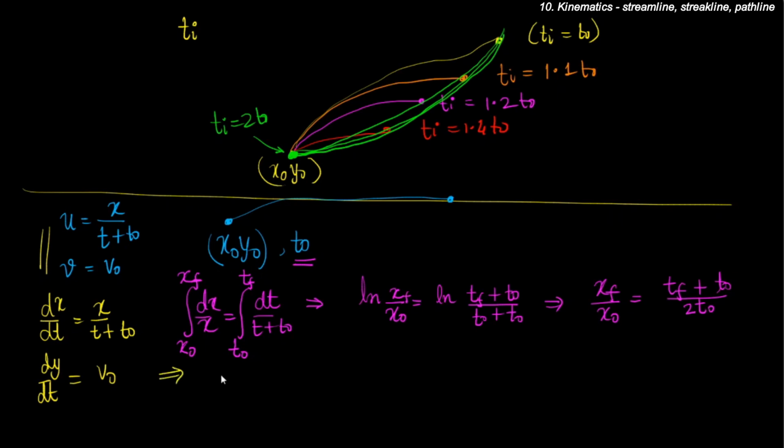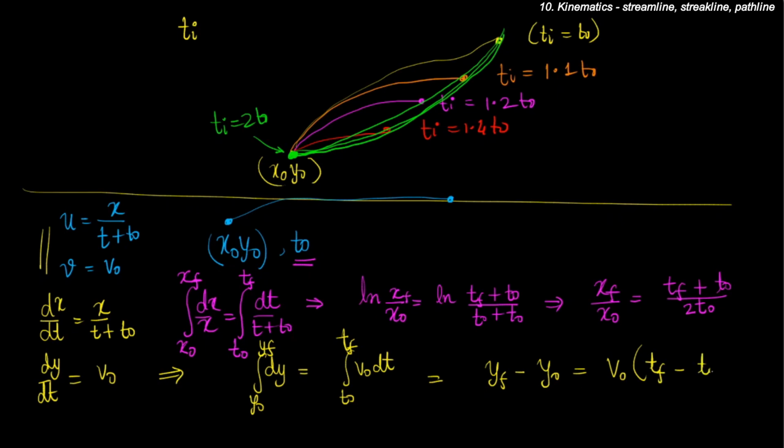Similarly, we can integrate this equation and it will be integral dy is equal to integral v naught dt. y will go from y naught to yf and t will go from t naught to tf, and this will be yf minus y naught is equal to v naught times tf minus t naught.